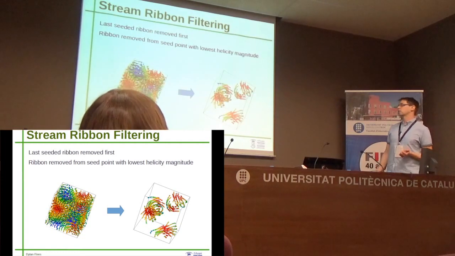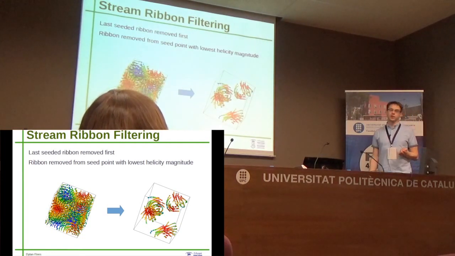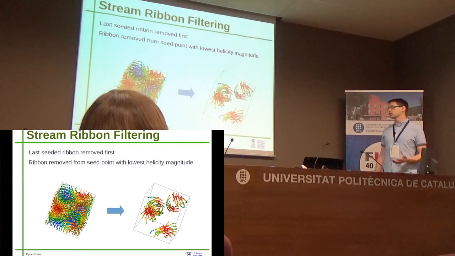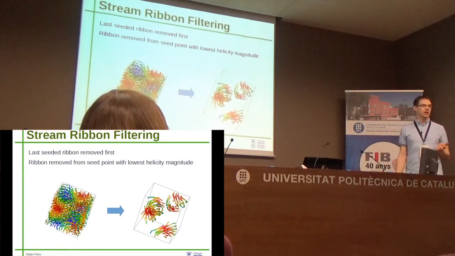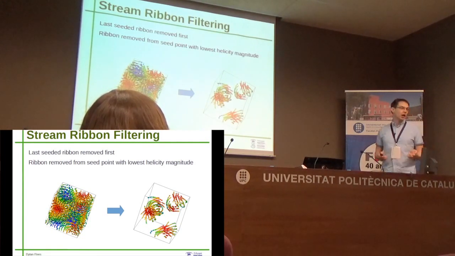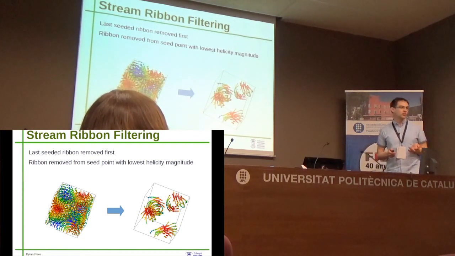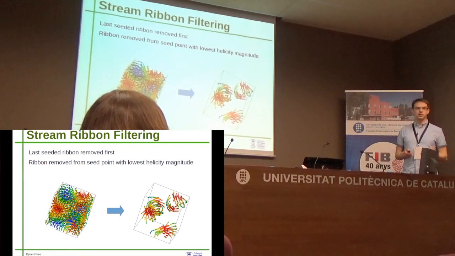And this is to basically remove the last seeded ribbon first, so to remove the ribbon seeded from the point with the lowest helicity density magnitude. We found this to be fairly effective in that it removes the more laminar sections of the flow. So we tend to be left with vortices, which is what flow scientists believe are most interesting. This is where all the interesting features are.